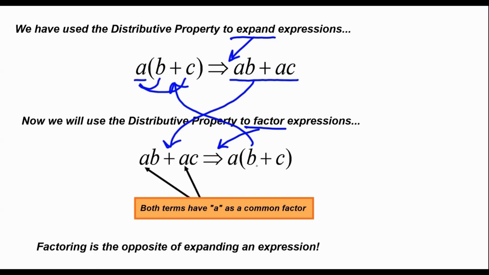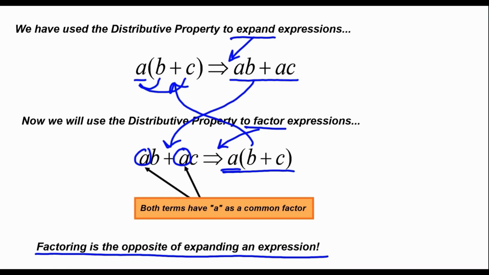So we're starting with what we got after the distributive property, and now we're kind of undoing it and reintroducing those parentheses. Both of the terms have A here as a factor. So we can factor an A out, and A is being multiplied by B plus C. So really the essential thing you want to realize here is that factoring is the opposite of expanding. So now we're going to be undoing the distributive property.